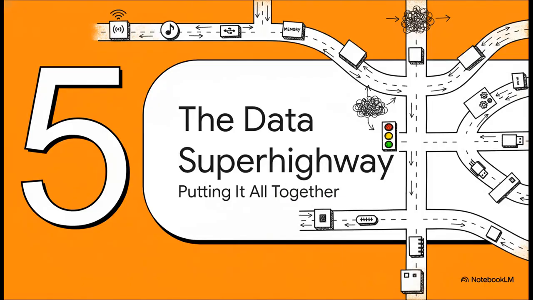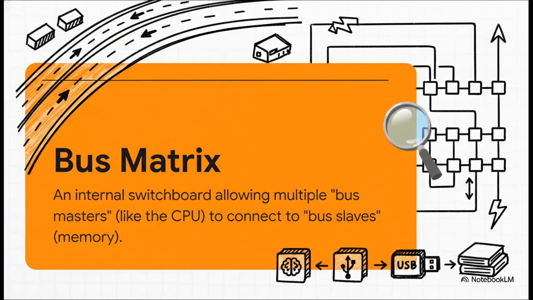Okay, we've seen the core, the memory architectures, and some really cool specialist tools. But in a modern chip that has dozens of different components all running at once, how do they all talk to each other without causing a massive gridlock traffic jam? The answer is something called a bus matrix.